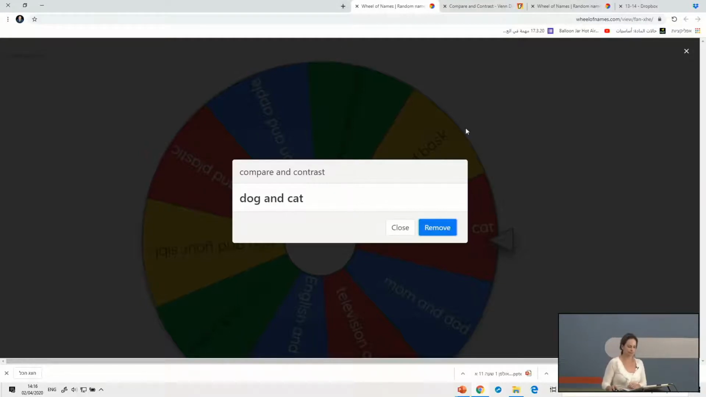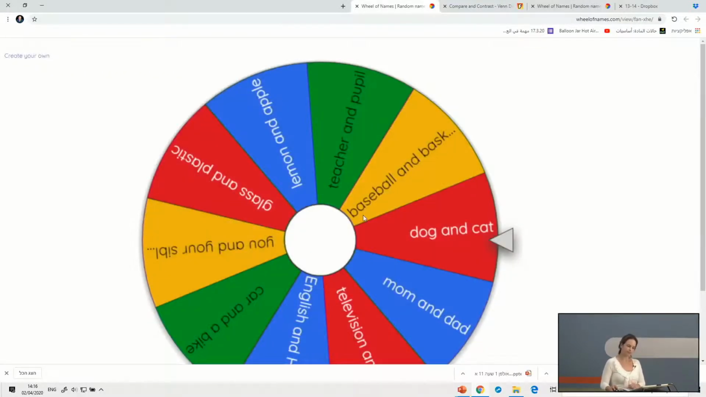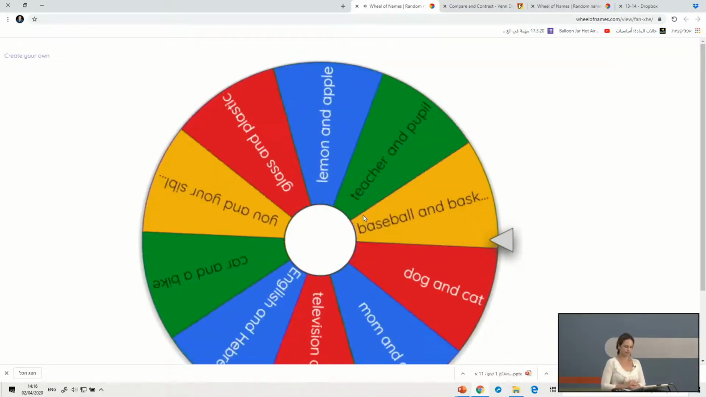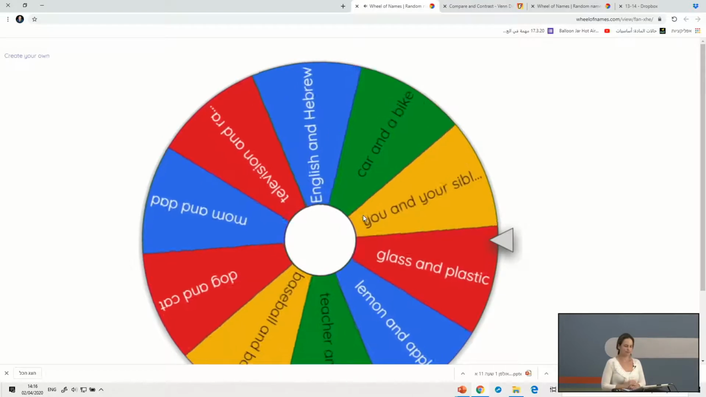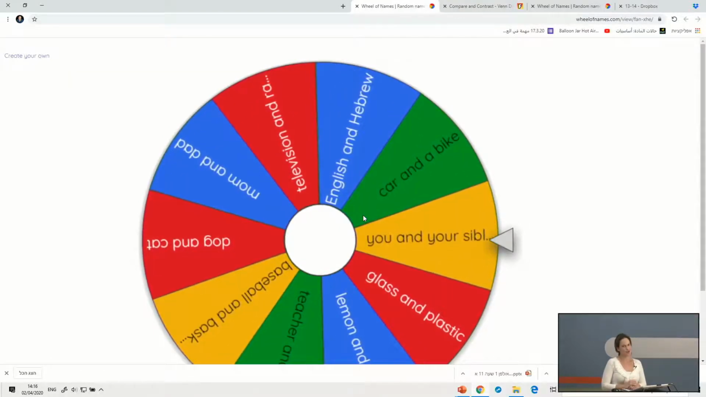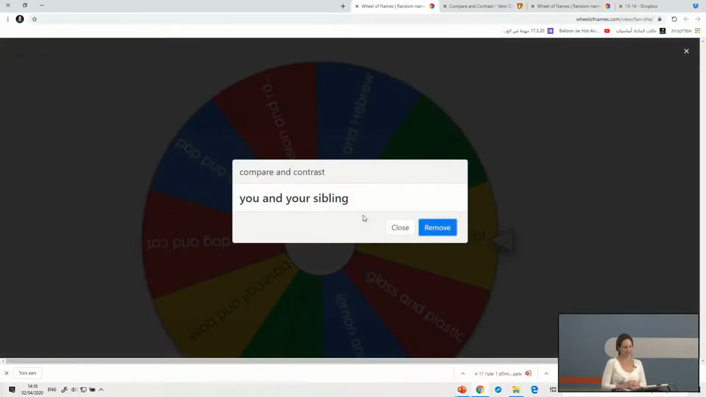Let's keep going. Ooh, you and your sibling. We already got this one, right? Compare and contrast your sibling. Do you remember what a sibling is? If you said a brother or sister, you're right.